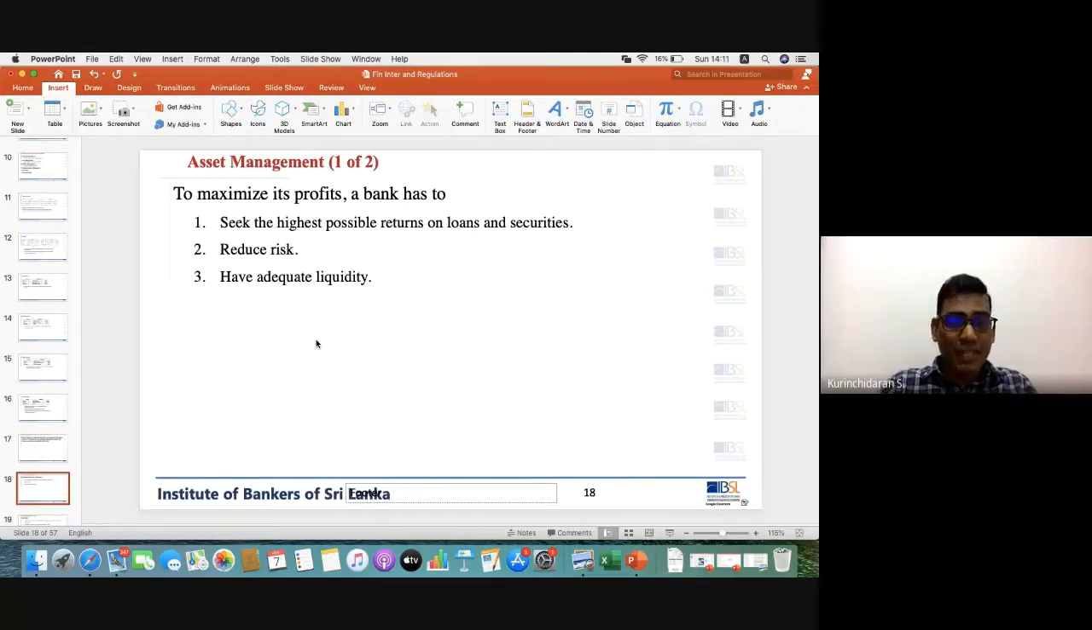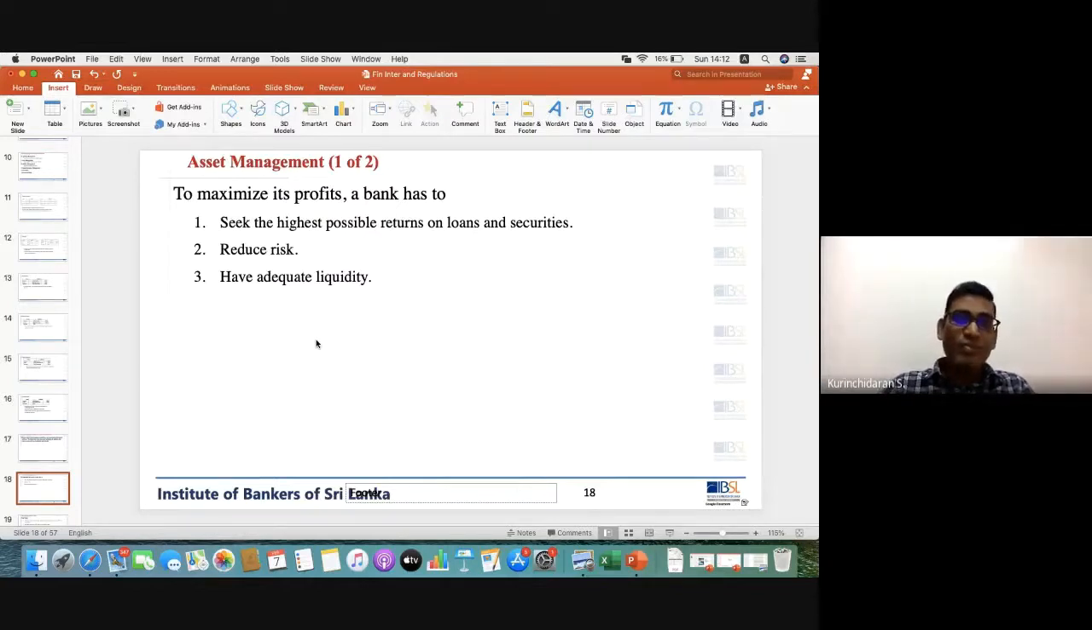There are three important areas they have to consider when they manage their assets. One is to seek the highest possible return on loans and securities. The key assets are loans and investment securities. The bank should look for the highest return possible, right? But they should also keep in mind the basics of finance: the higher the return, the higher the risk, and the lower the return, maybe the lower the risk. So if you go for a higher return, definitely the risk attached to that investment is higher. You have to maintain the risk and return profile.